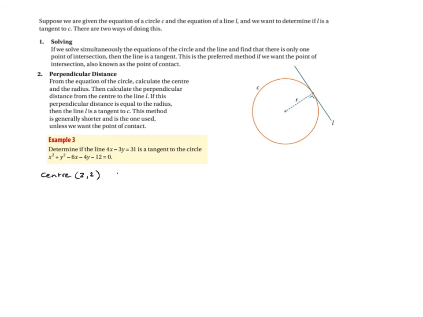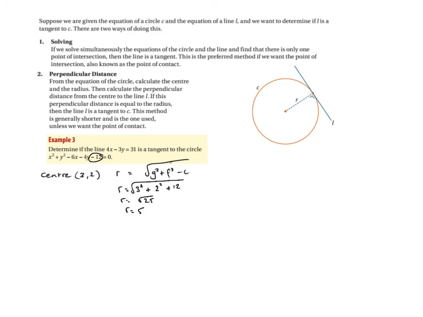And then r is equal to the square root of g squared plus f squared minus c. So r is equal to g squared, which is 3 squared, plus f squared, which is 2 squared, and we've got minus 12, don't forget the double negative there, so that becomes plus 12. If you work that out, r is equal to 9 plus 4 is 13, plus 12 is 25, so root 25, which means r is equal to 5.